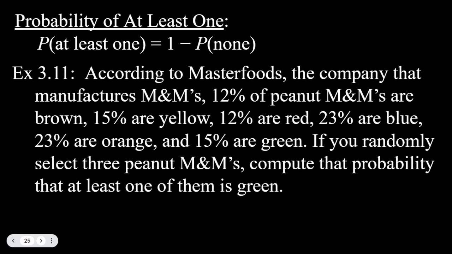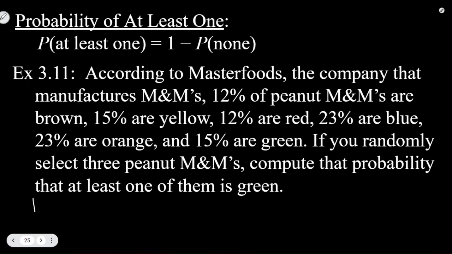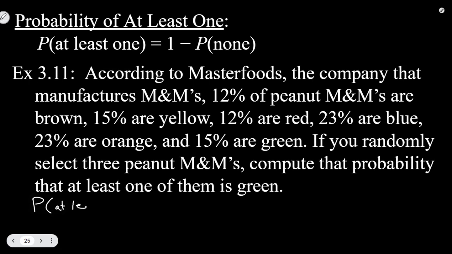So example 3.11. According to Master Foods, the company that manufactures M&Ms, 12% of peanut M&Ms are brown, 15% are yellow, 12% are red, 23% are blue, 23% are orange, and 15% are green. If you randomly select 3 peanut M&Ms, compute the probability that at least one of them is green. So the probability of at least one green. Well, there's that phrase that we're trying to look at. This is going to be 1 minus the probability of 0 greens.